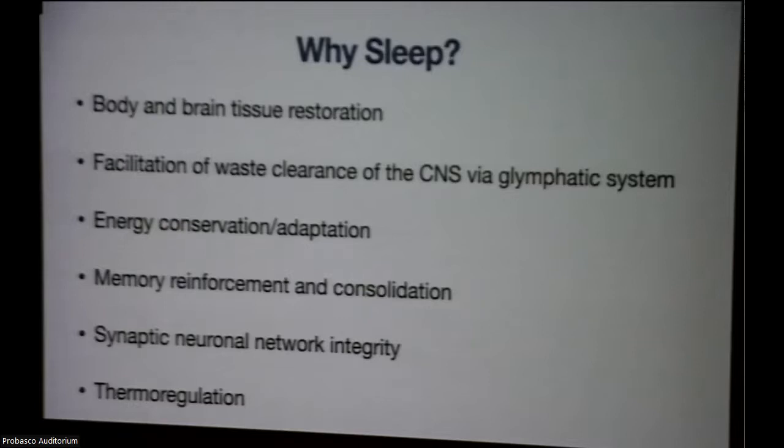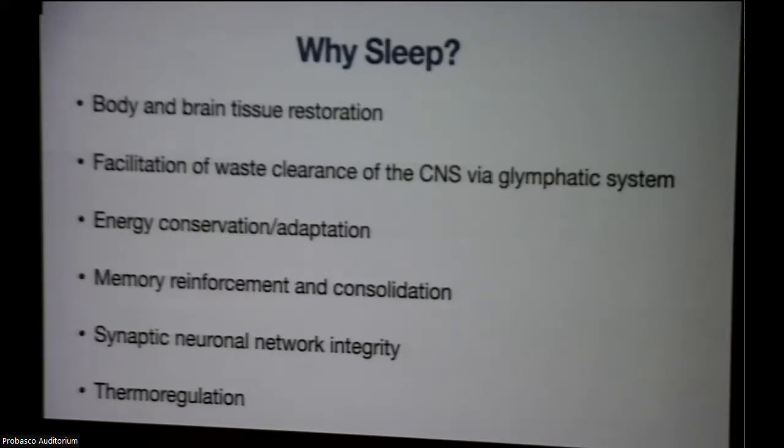The function of sleep is still up for debate, but we know in general that it is important for body and brain tissue restoration. During sleep, waste clearance of CNS products happens through the lymphatic system. Sleep is very important for energy conservation and adaptation, as well as memory reinforcement and consolidation. A lot of it happens by pruning and selection of synapses, where some are favored and others are pruned during normal sleep, to help us with consolidation of memory and prepare our brains for new learning.